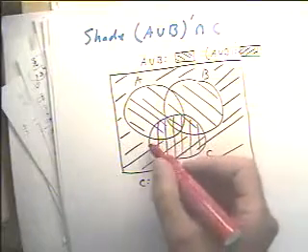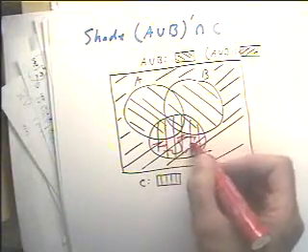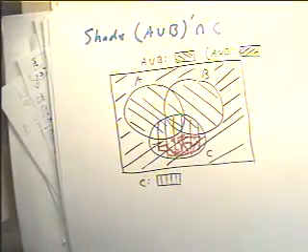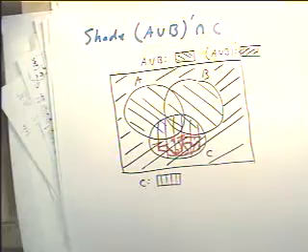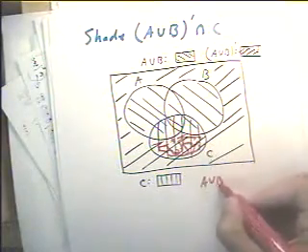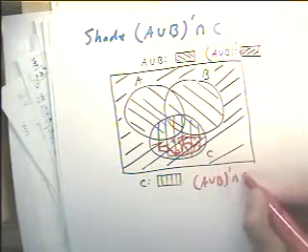So that's going to be this region right in here, and I'm just going to indicate that region by scribbling in red. And that will be the set A union B prime intersection C.